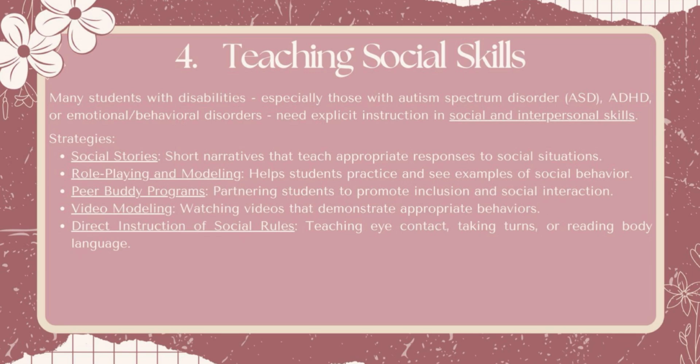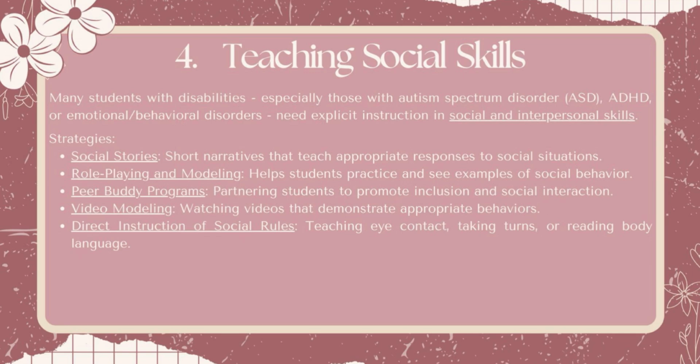First is social stories. Short narratives that teach appropriate responses to social situations. For example, a student with autism struggles with changes in routine. The teacher reads a social story titled "When We Have a Fire Drill," which explains what will happen, how it might feel, and what to do. This prepares the student for the situation and reduces anxiety.